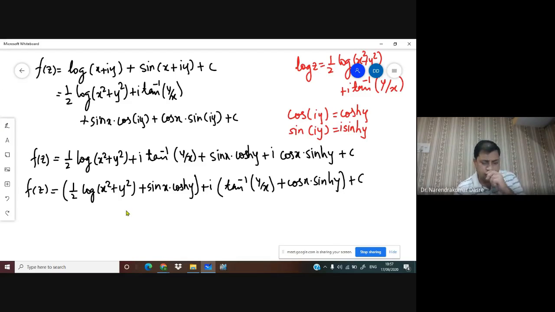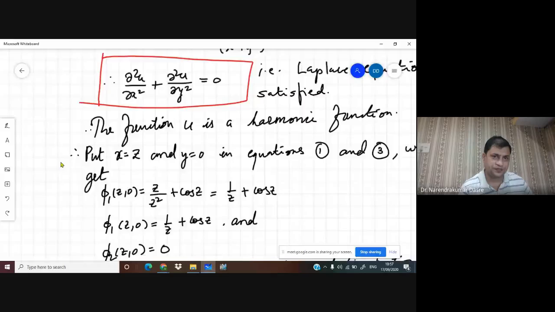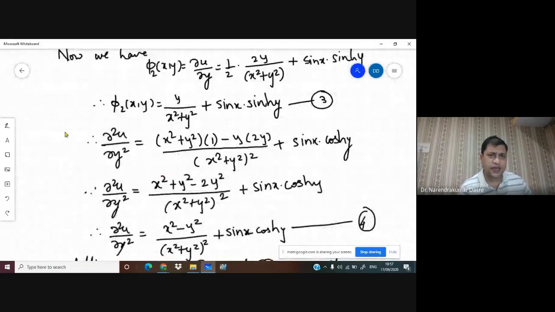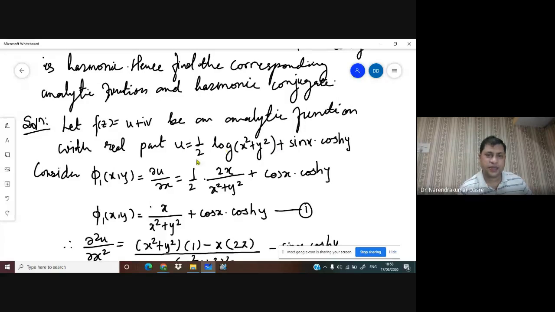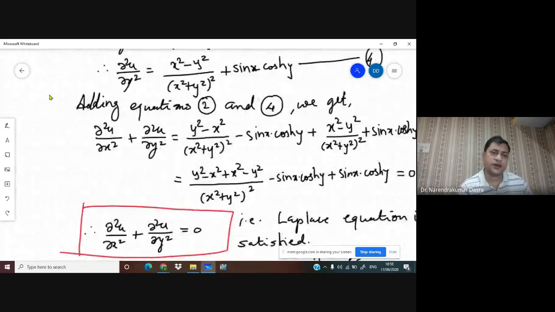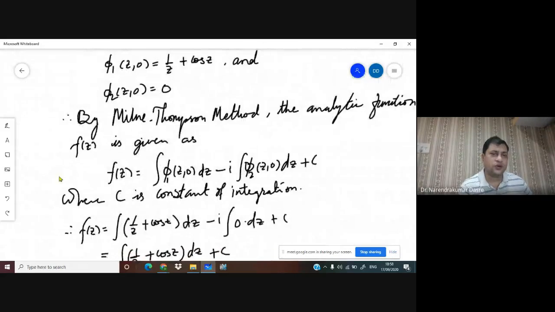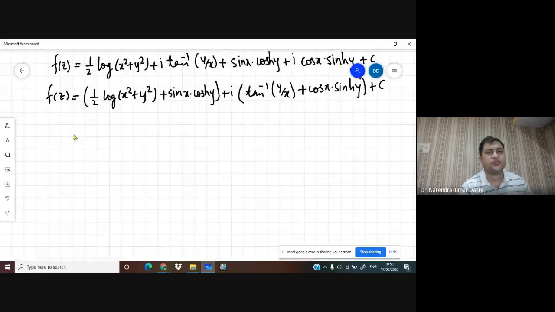Now the question is whether we got this correct or not. How to check whether we got this expression correct or not? The real part is given to us. Check the real part we have obtained and see the real part given to us. If it is the same, then we are correct. See here, that's exactly the same, and hence we can say whatever calculation we have done up to now is correct.